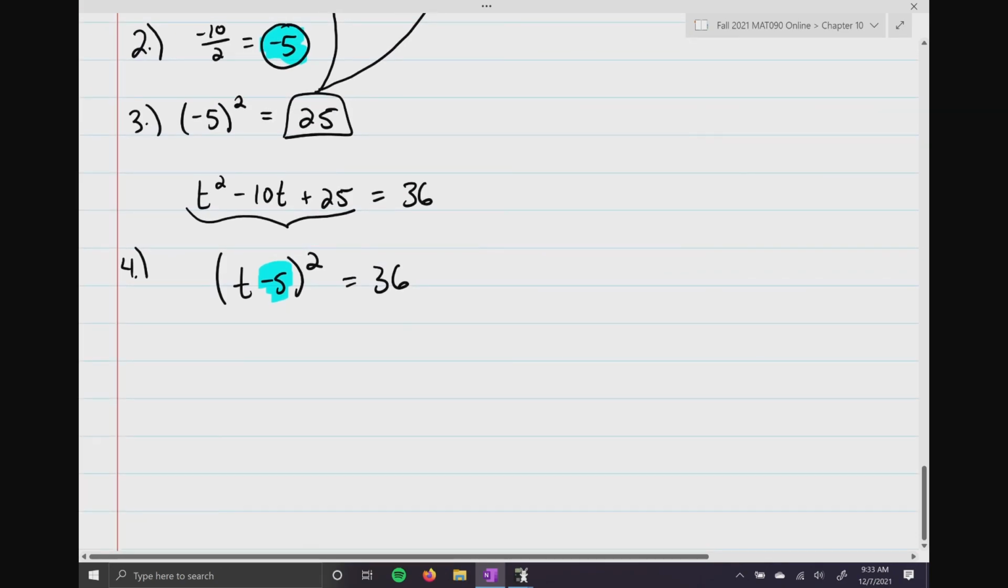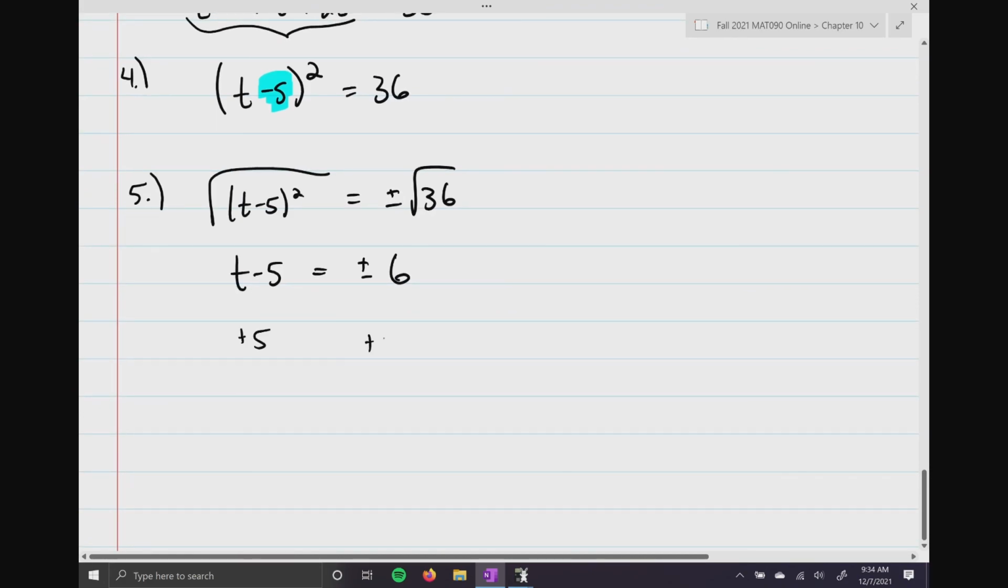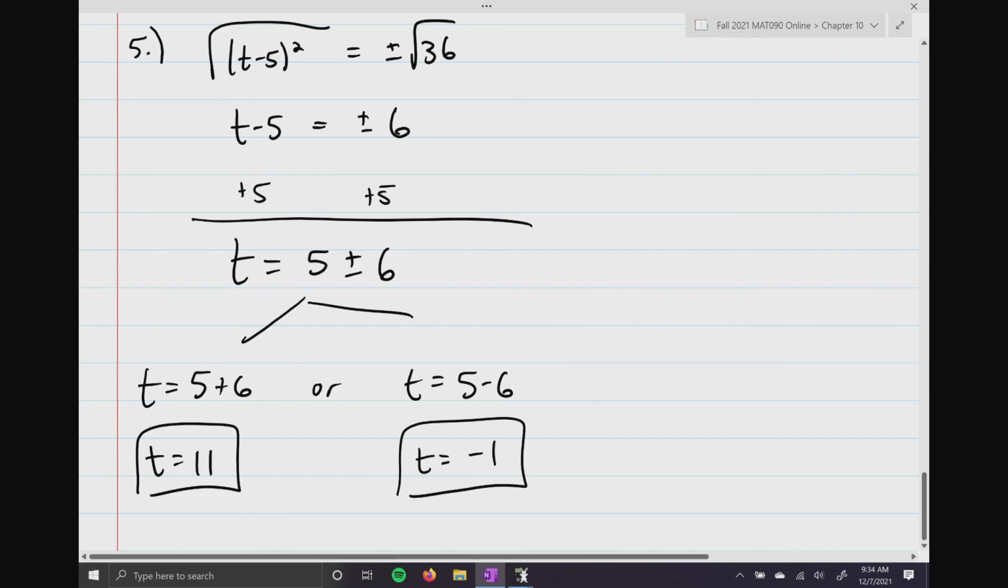All right. And then finally, step 5. We're just going to go ahead and take the square root of both sides. That's going to give me t minus 5 equals plus or minus 6. And then I'm going to add 5 to both sides. That gives me t equals 5 plus or minus 6. And then finally separate to give me t equals 5 plus 6 or t equals 5 minus 6. So that's going to be t equals 11 or t equals negative 1.